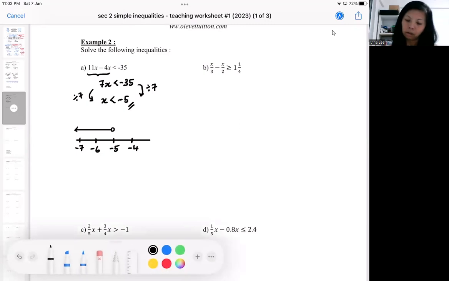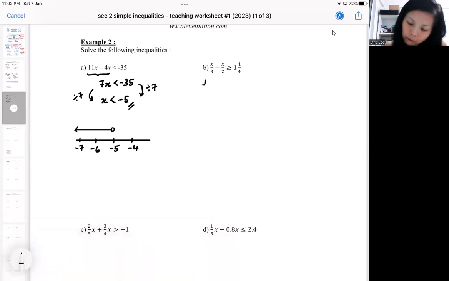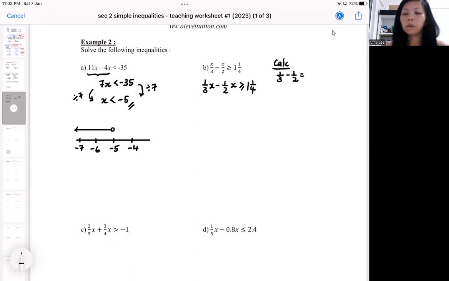Okay, when it comes to fractions, usually a lot of students will have a mind block. It's not that difficult. If you got x/3 minus x/2, I will look at it as 1/3 x minus half x. I can just punch my calculator. If you punch your calculator, you get -1/6.